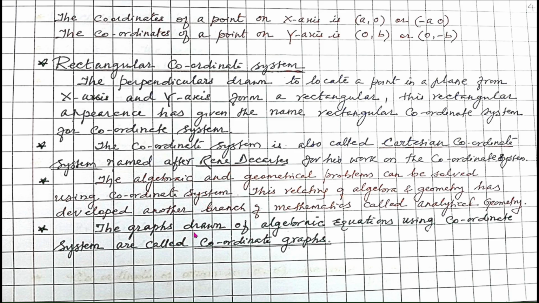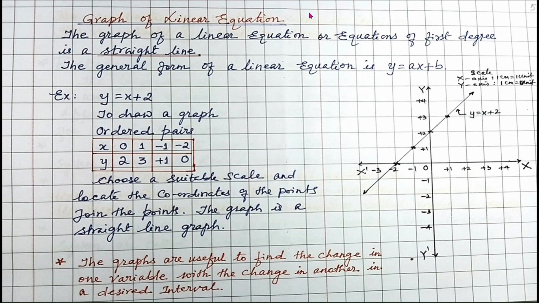The graphs drawn of algebraic equations using the coordinate system are called coordinate graphs. So that means we can use an algebraic equation to draw graphs on a coordinate plane. We get graphs known as coordinate graphs. We can study the graphs and get unique or important information. Now to understand that, let us learn how the graph of a linear equation is drawn, how many graphs can be drawn, and what is the shape of the graph.